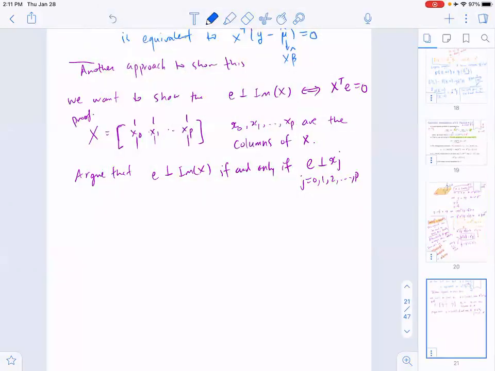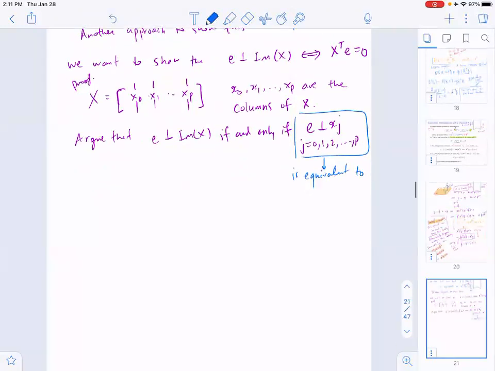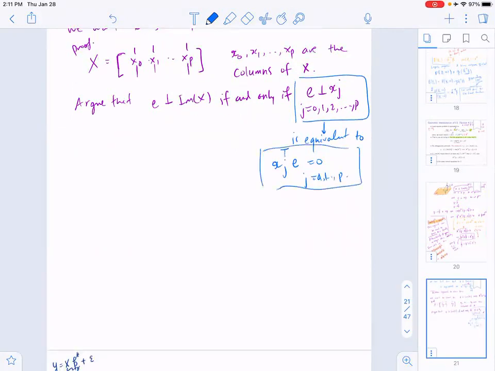In this statement, this is equivalent to, basically, Xj transpose E is equal to 0 for j equal to 0, 1, up to p. And this in itself is equivalent to X transpose E is equal to 0, because X transpose has these as rows.